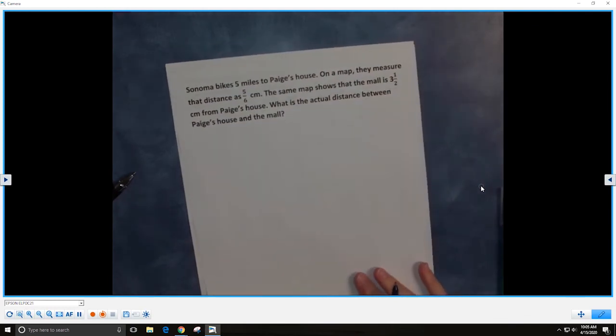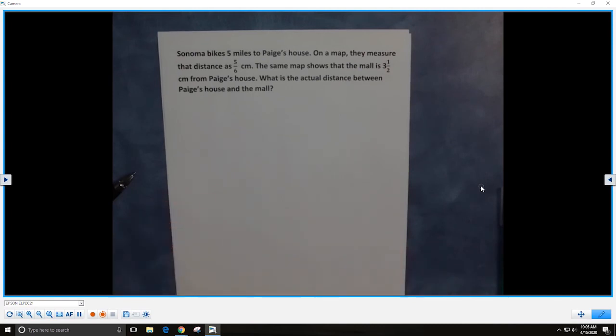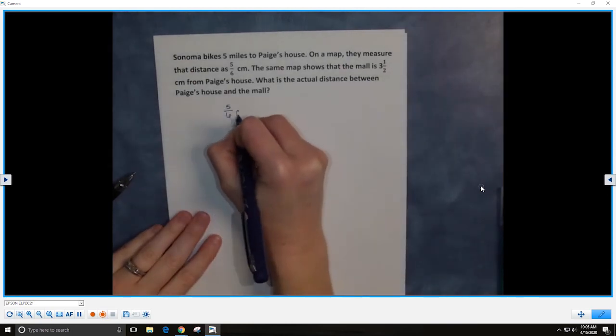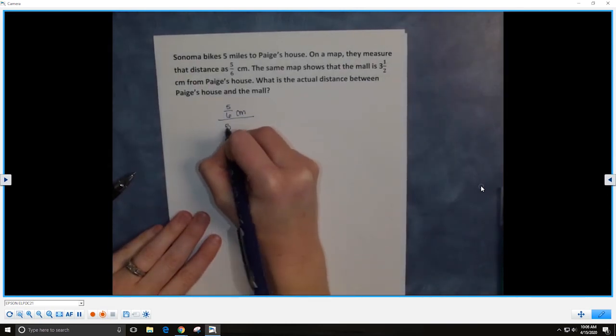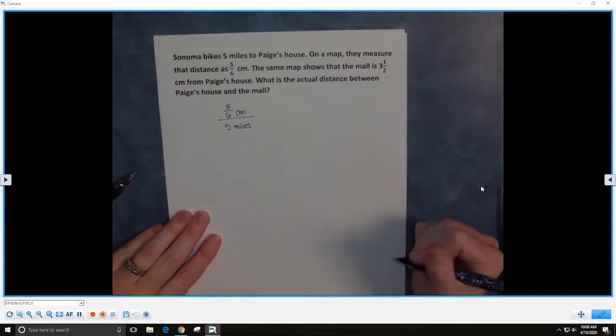So recall our map problem. Sonoma bikes 5 miles to Paige's house. On a map, they measure that distance as 5/6 centimeters. The same map shows that the mall is 3.5 centimeters from Paige's house. What is the actual distance between Paige's house and the mall? Well, how can we write a ratio? 5/6 centimeters represents 5 miles. How can we rewrite this so that we know how many centimeters per mile?